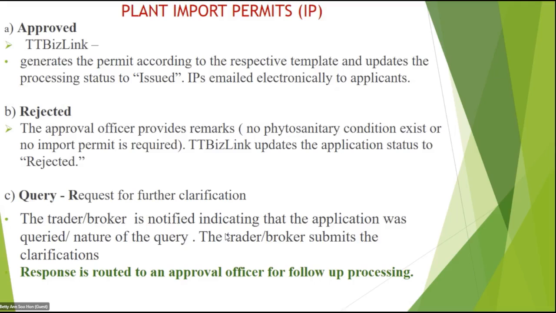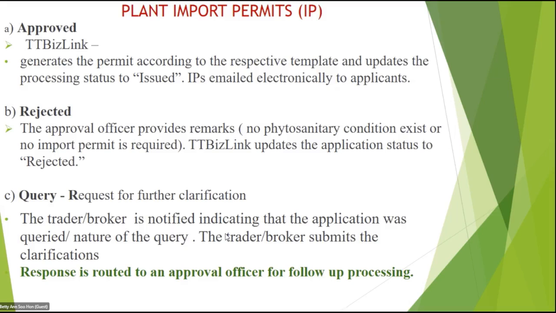It can also be rejected. Here, the approval officer, if rejected, will provide a remark as to why the permit was rejected. And normally it is done for two reasons: where no phytosanitary conditions exist, hence we will redirect the applicant to the pest risk analysis unit. Or you have cases where no import permit is required for the commodity. In this case, commodities are processed to the extent that the risk from a plant quarantine perspective is negligible. So hence, no import permit is required. TT-BIS then updates the application status to rejected.